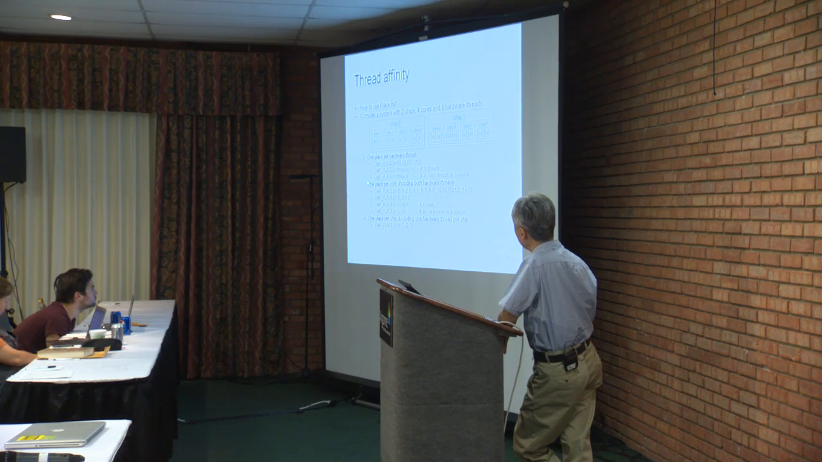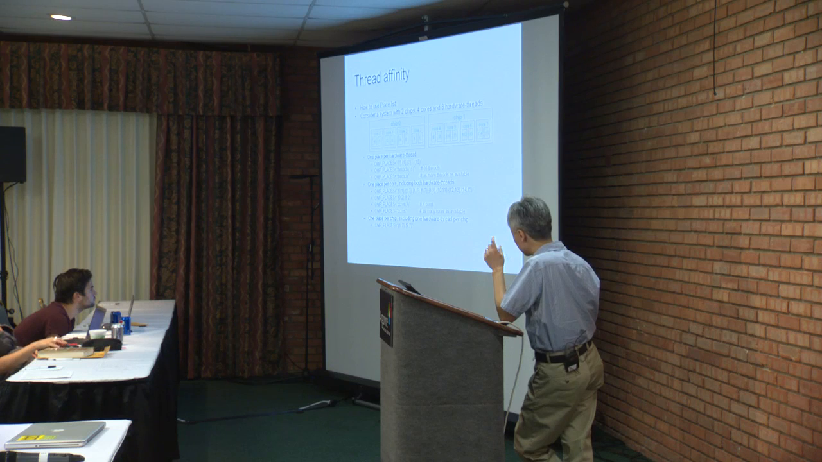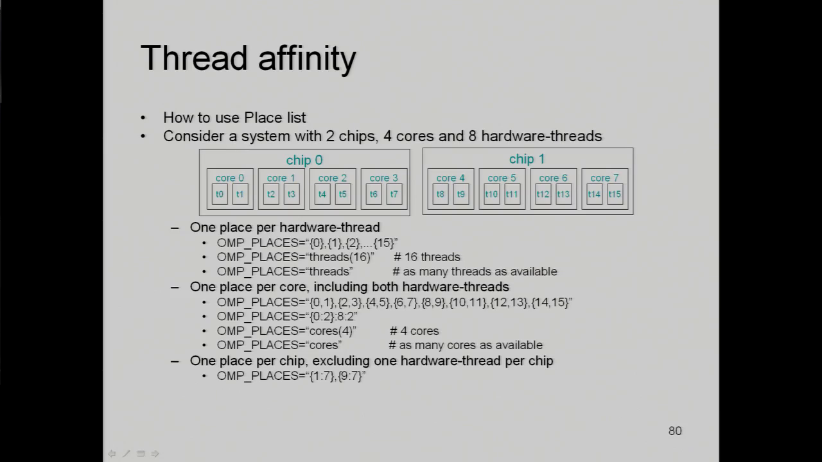So if I have one place per core, including both hardware threads, then I can have this expression. It states that, okay, 0, 1 is one place, 0-1 is on one core, and 2-3, or maybe a short form expression. And also I can say that I have four cores here.